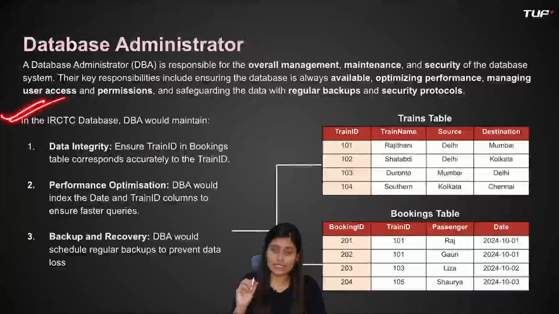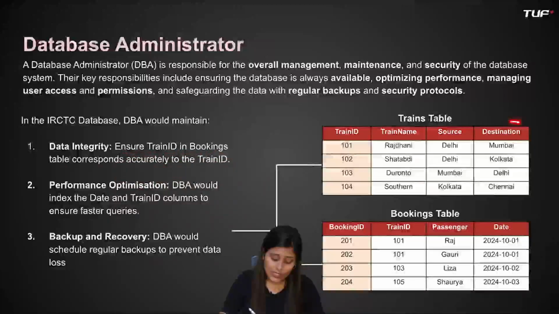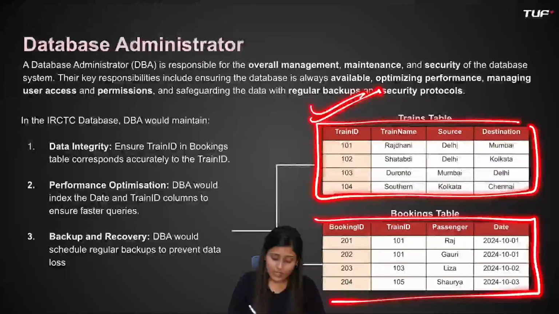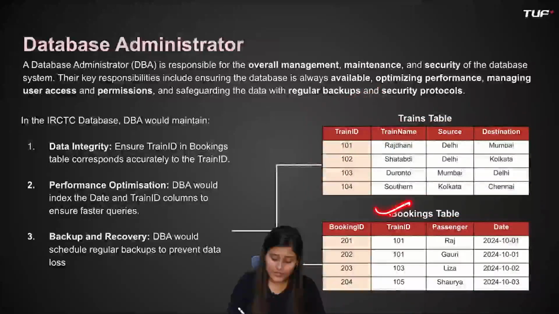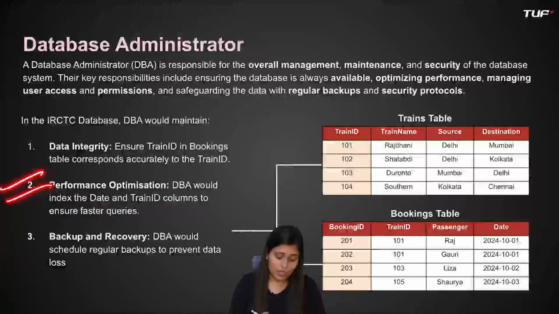So in case of IRCTC, let's see, the DBA would maintain first data integrity. So basically they ensure that the train ID in the booking table corresponds accurately to the train ID. So in the train table, they have one column called train ID, and similarly in the bookings table also they have the train ID. So this train ID and this train ID should be accurate. So data integrity should be there. It's not like this 101 should represent this 102 here, right? And so on.